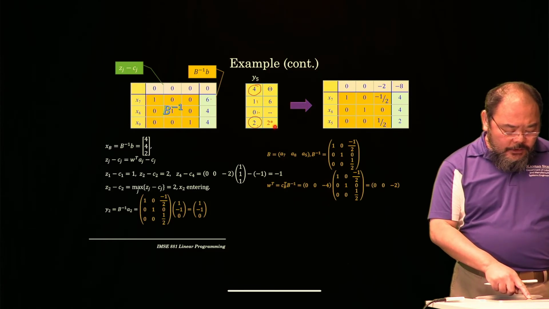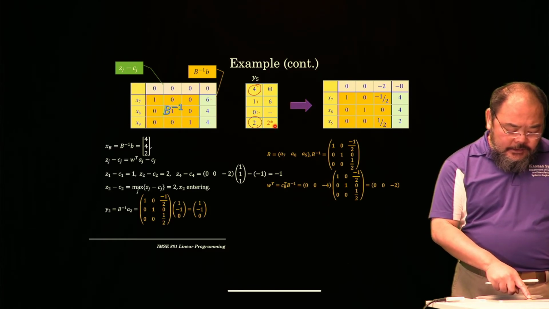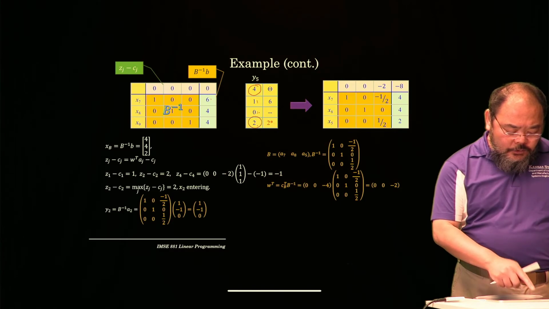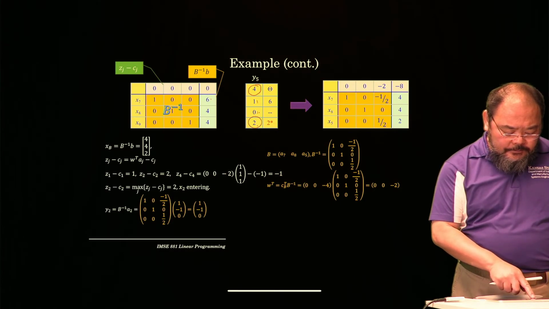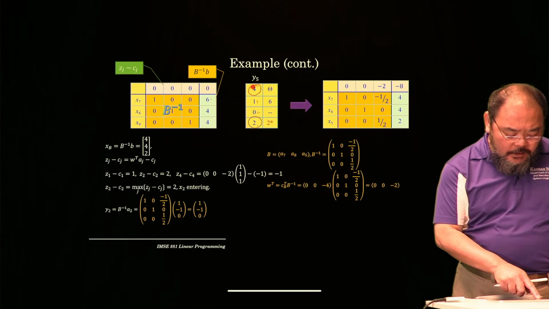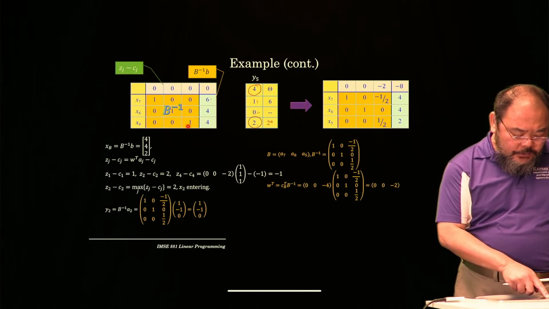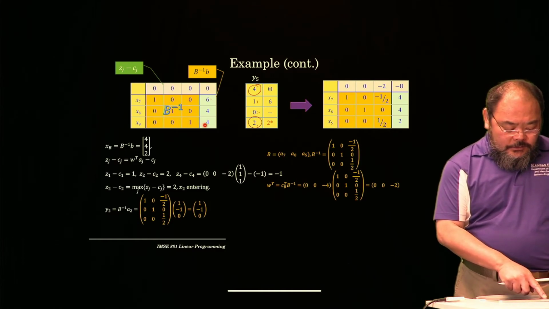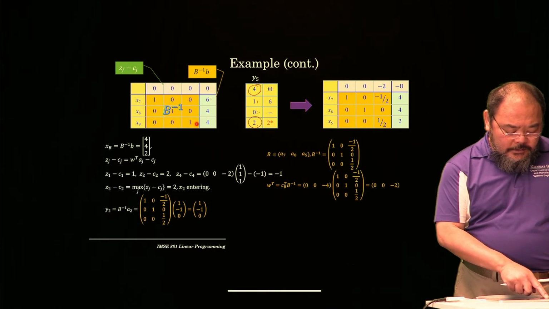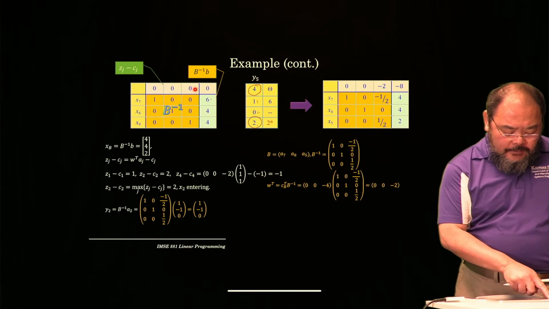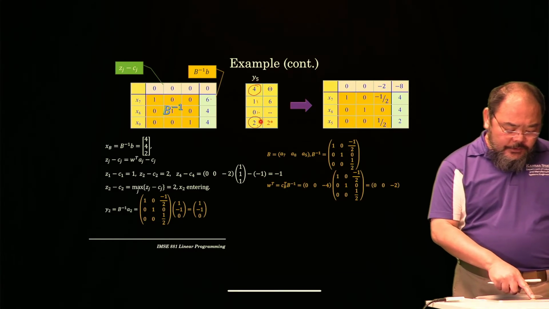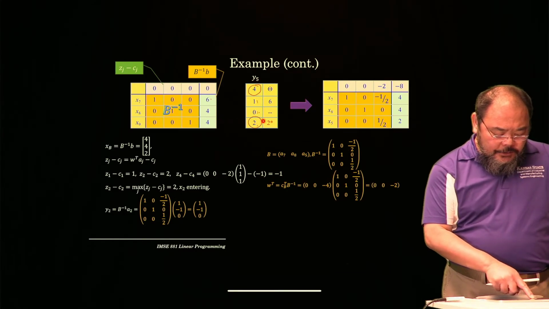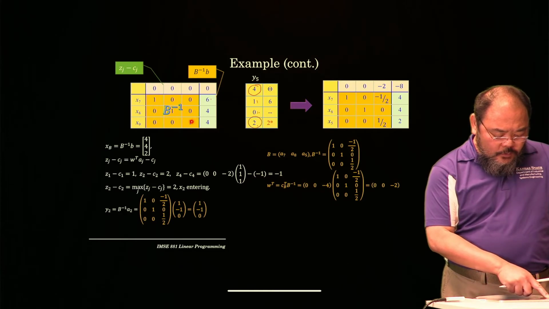Since x9 is the leaving variable, I want to make this column identical to the x9 column, right here. So 0, 0, 1 down here and 0 on the top. What I need to do is divide this whole column by 2 to make this element 1.